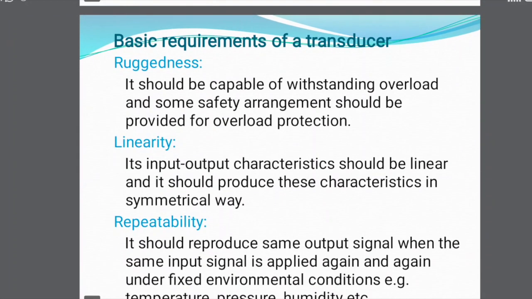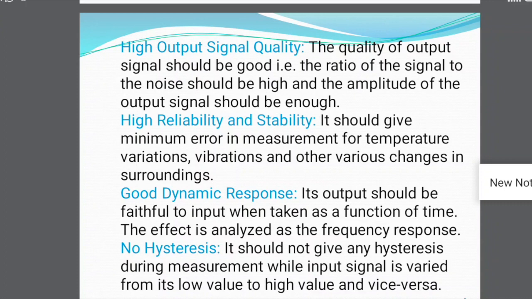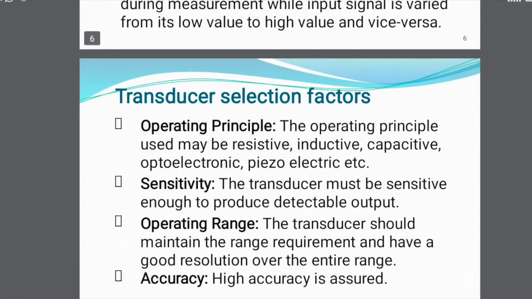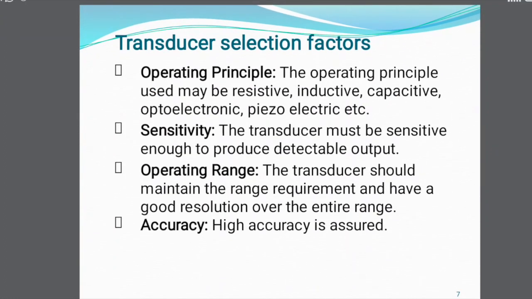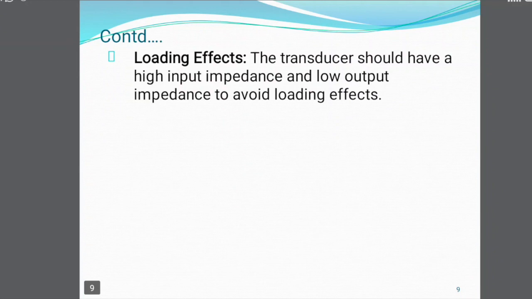Basic requirement of a transducer. The basic requirements of a transducer are ruggedness, linearity, repeatability, high output signal quality, high reliability and stability, good dynamic response, no hysteresis, etc. Then the transducer selection factors. The basic transducer selection factors are operating principle, sensitivity, operating range, accuracy, etc. And it also determines the error, transient and frequency response, loading effects, etc.